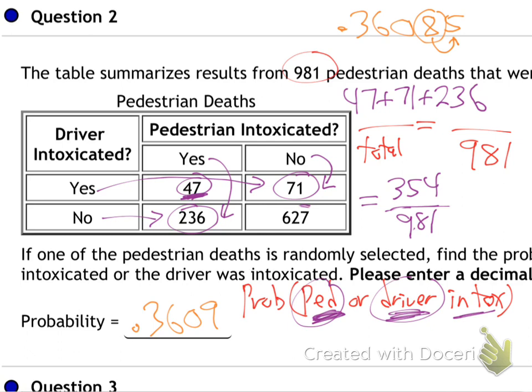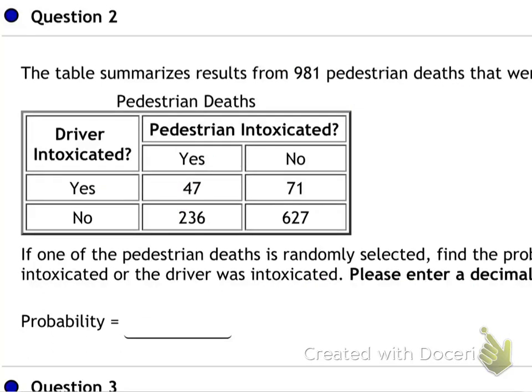Making good sense? All right, so what if, let's change the question. Let's do a different version. What if they said, what's the probability? So one more time, was it driver, yes? Pedestrian, no? Pedestrian was intoxicated. Who? The pedestrian. Pedestrian was. And the driver was not. Does it say and in between, or does it say or? So it's really, really big deal.